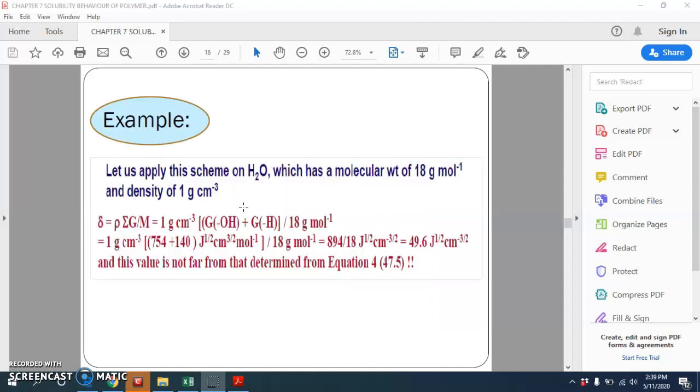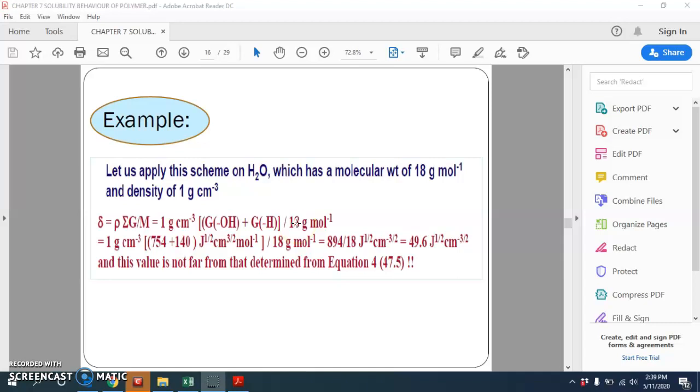Alright, so let us apply the scheme on H2O, which has a molecular weight of 18 gram and density of 1 gram. So first, look at this equation. Okay, dia guna equation ni satu. Yang ni dia punya molar mass dia. Okay, molar mass dia sama dengan 18. Okay. 18 gram per mole.